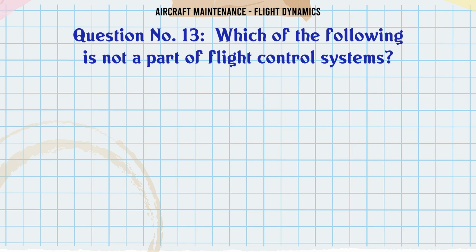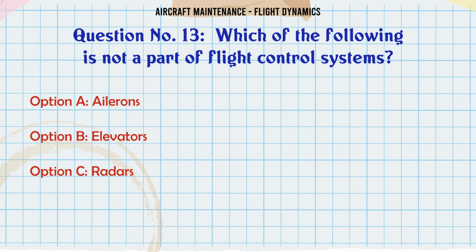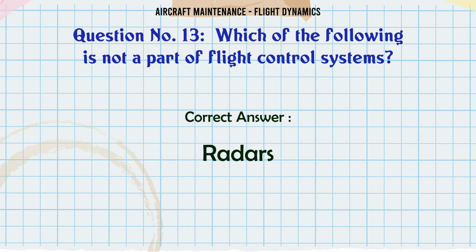Which of the following is not a part of flight control systems? A. Ailerons. B. Elevators. C. Radars. D. Flaps. The correct answer is radars.